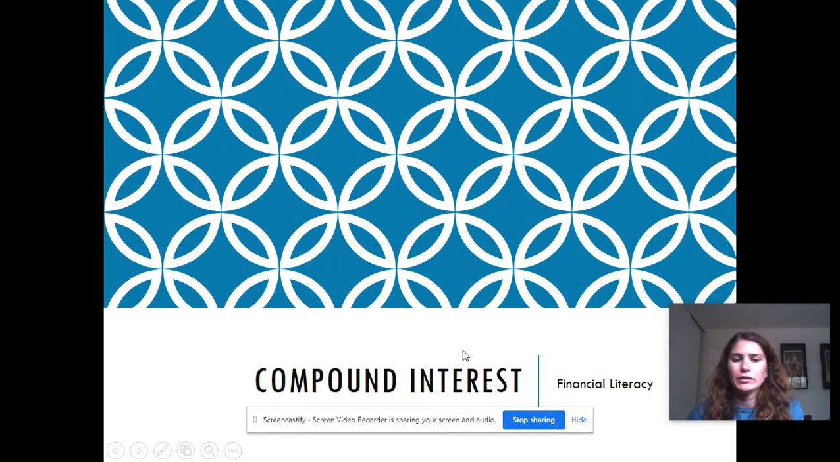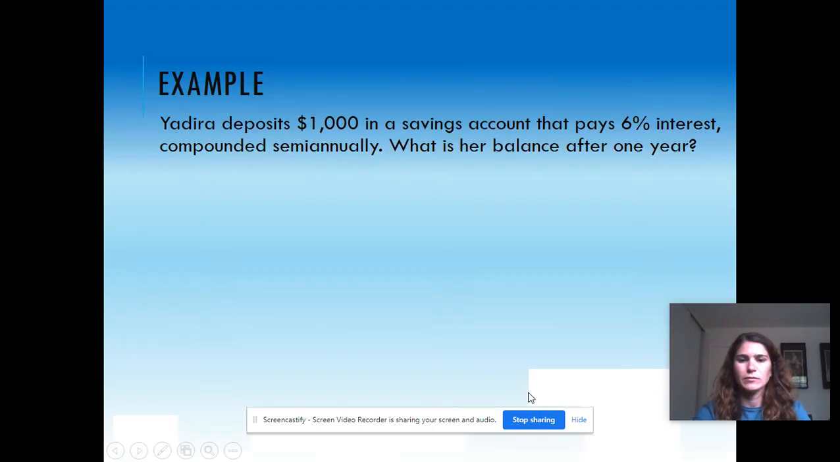Hi guys, we're going to be learning about compound interest today. So we are going to be looking at an example real fast. Yadira deposits $1,000 in a savings account that pays 6% interest. This is going to be compounded semi-annually. So we want to know what is her balance after 1 year.